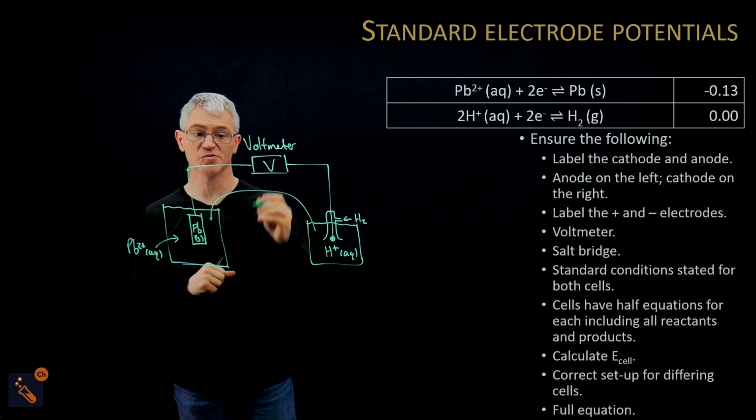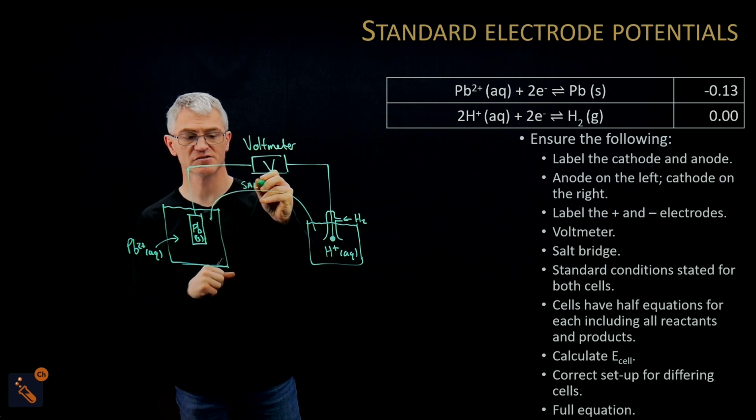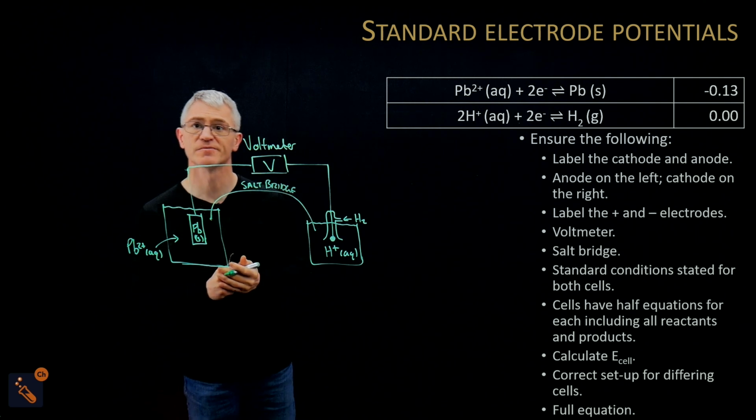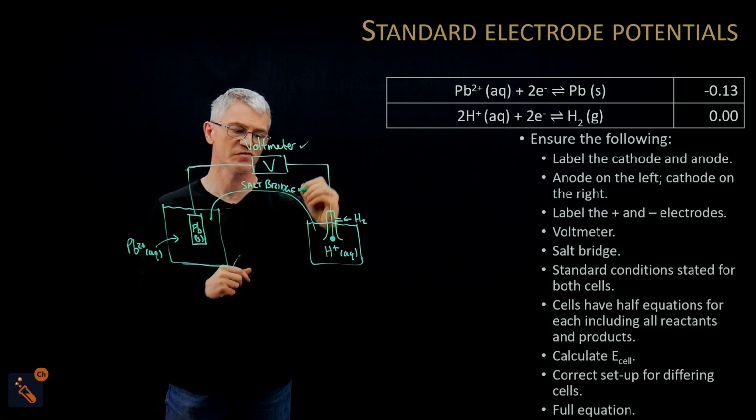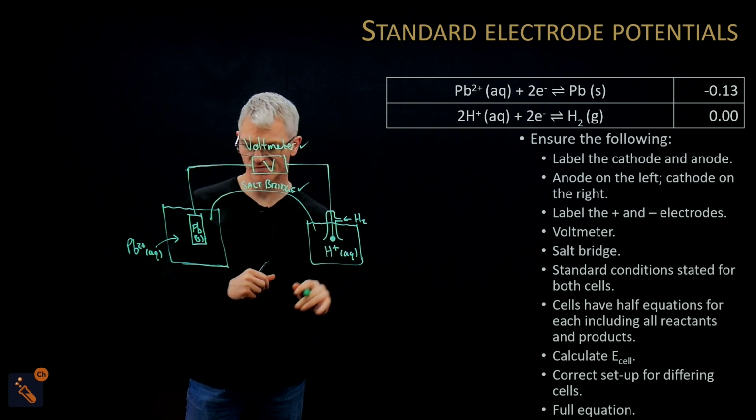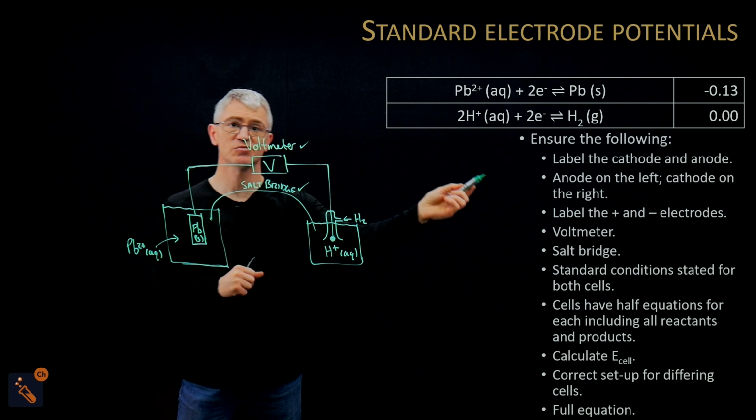And hopefully you remember what we're calling this. We're calling this a salt bridge. Okay, so that's our salt bridge. So we're going to get a mark for this, we're going to get a mark for this, and we get a mark for all of these things too. Now, let's do it. Have we labelled the anode and cathode?